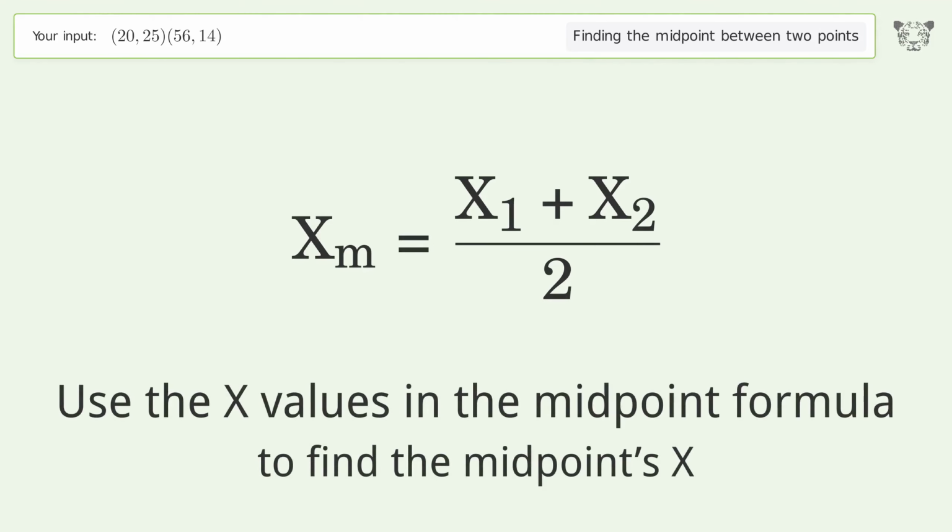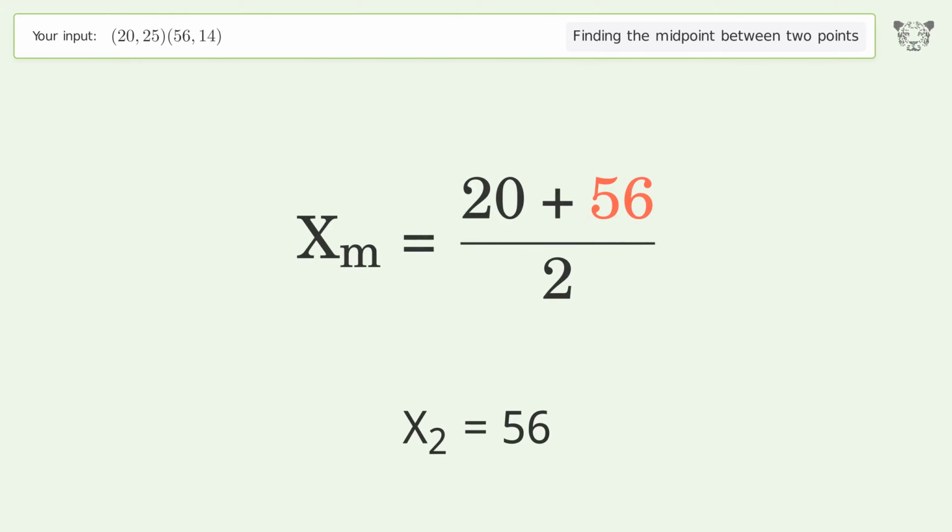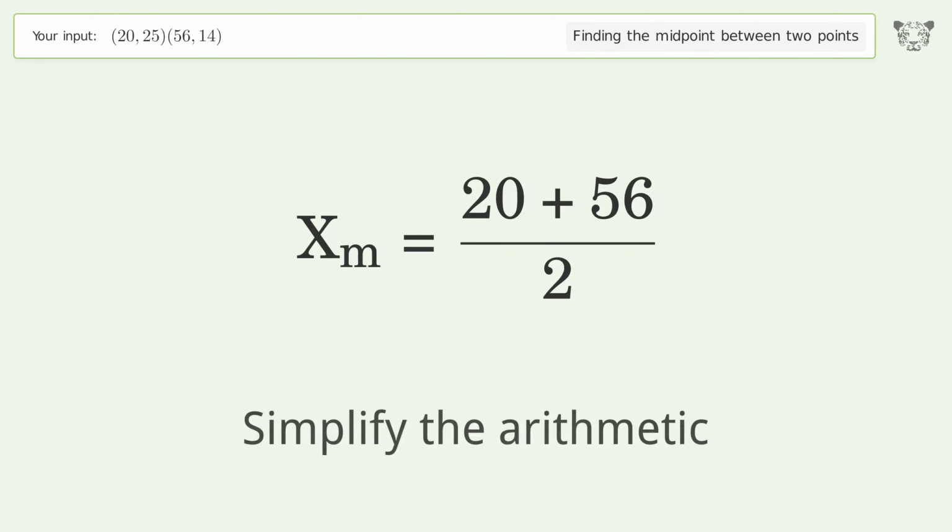Use the x values in the midpoint formula to find the midpoint's x. x1 equals 20. x2 equals 56. Simplify the arithmetic.